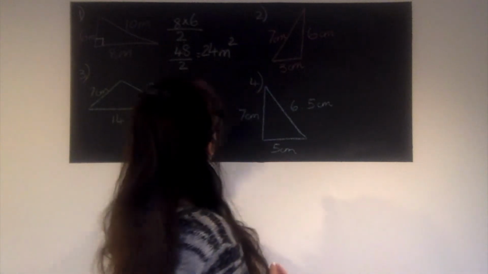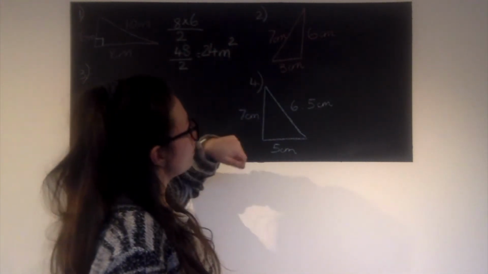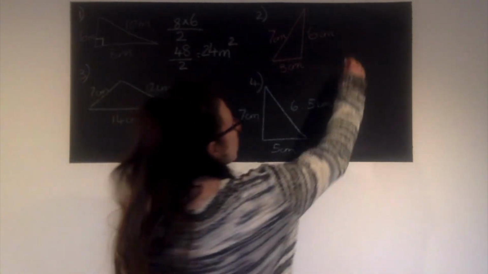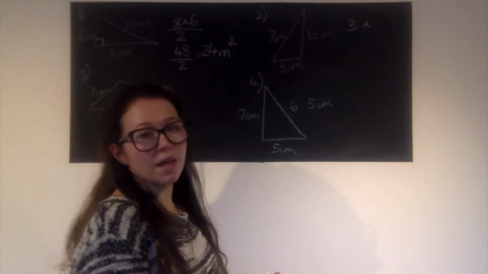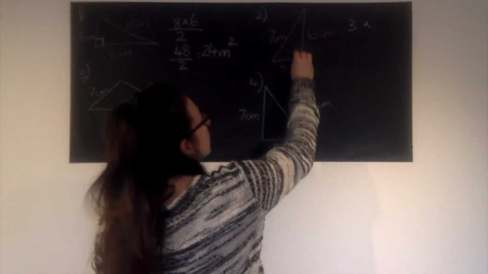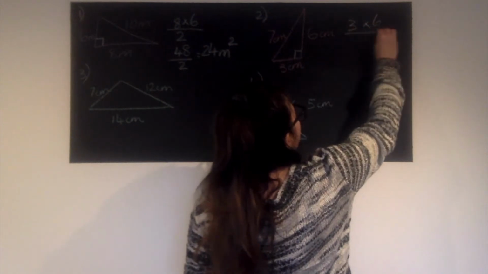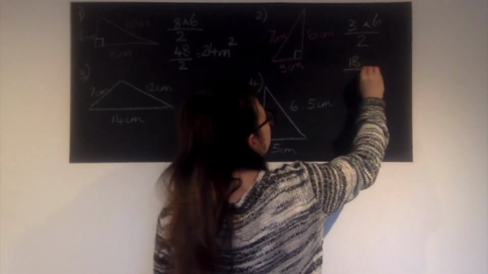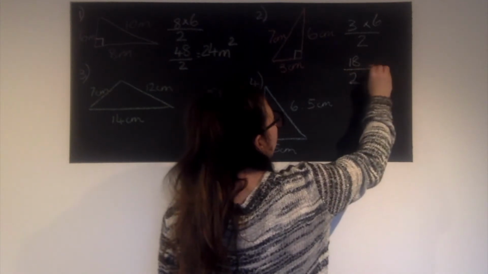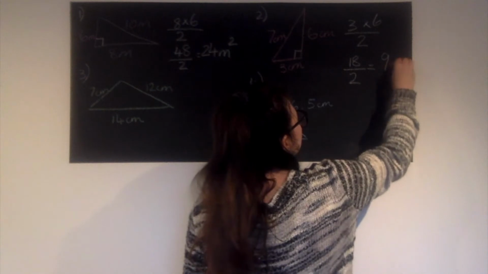So again, remember the area of a triangle is base times height divided by 2. My base is 3 centimetres, multiplied by the height. So where does it meet at a right angle? Here's my right angle, so I need to do 3 times by 6 divided by 2. 3 times 6 is 18, divided by 2, that gives us our answer of 9 centimetres squared.